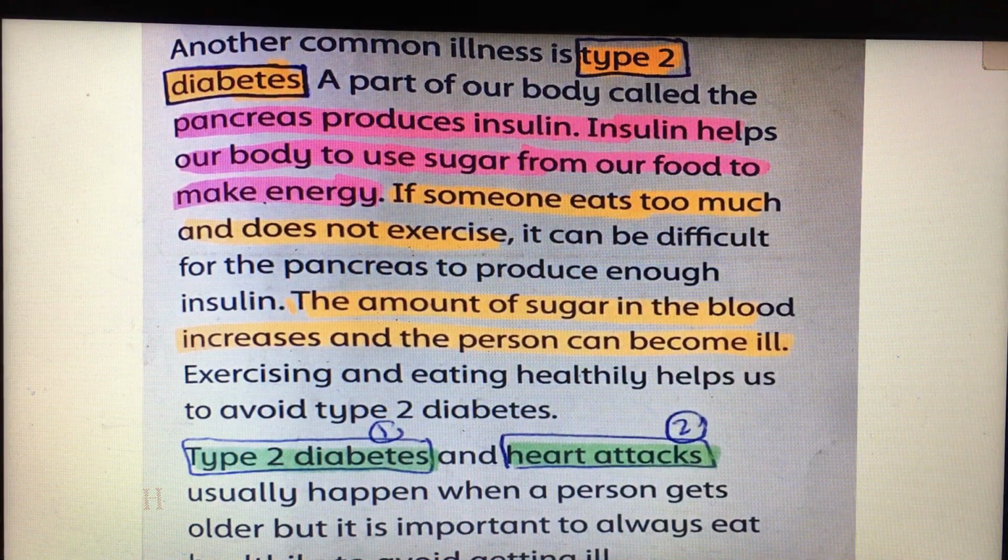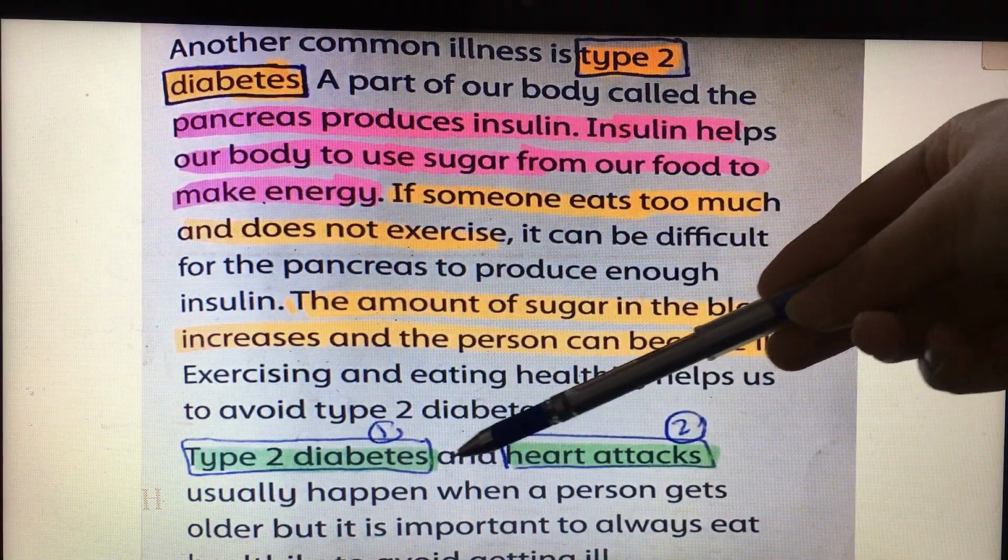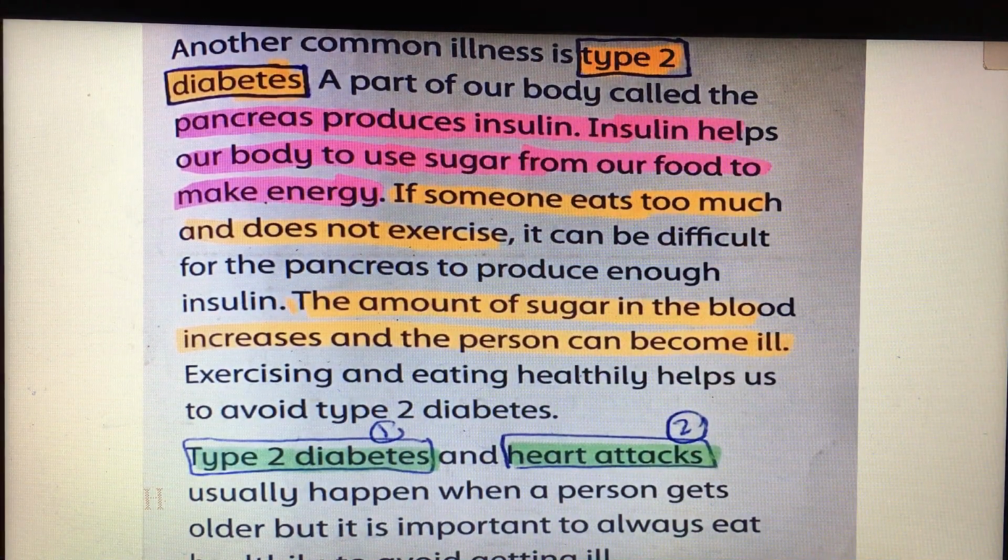So we studied two types of illnesses. Number one, type 2 diabetes, and the second one, heart attacks.